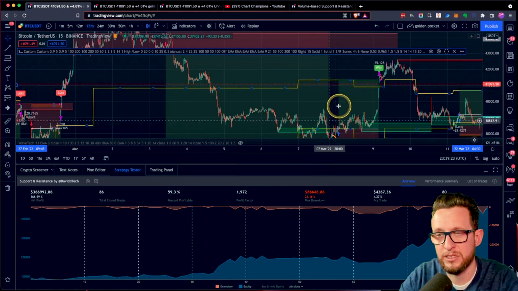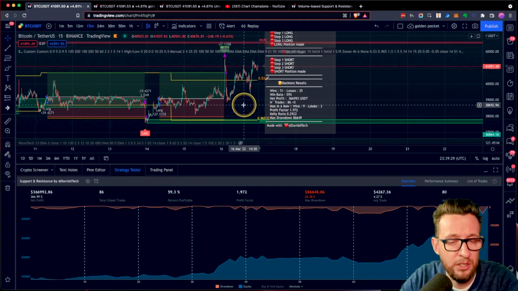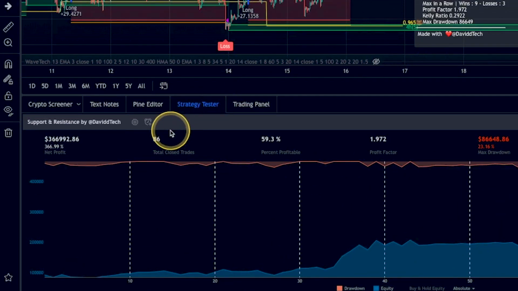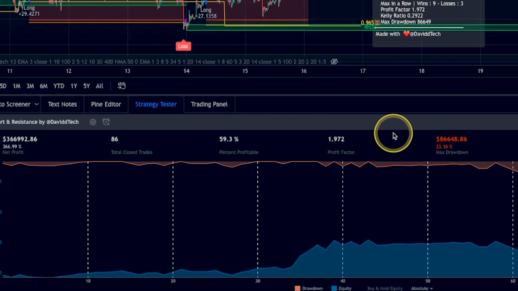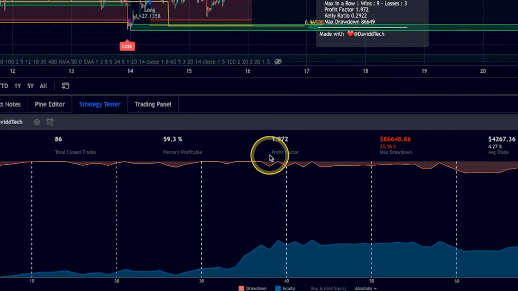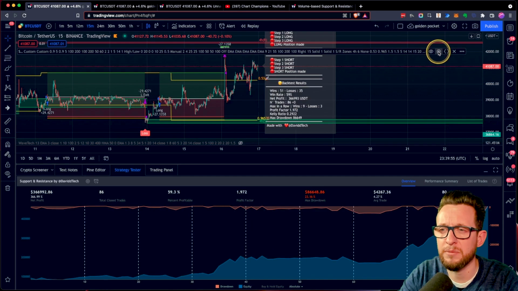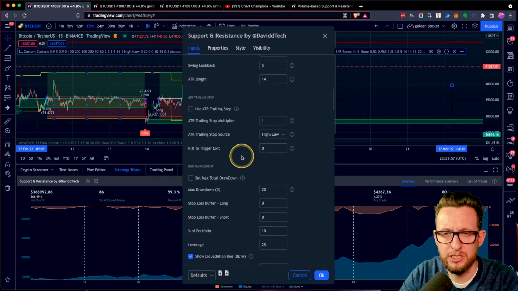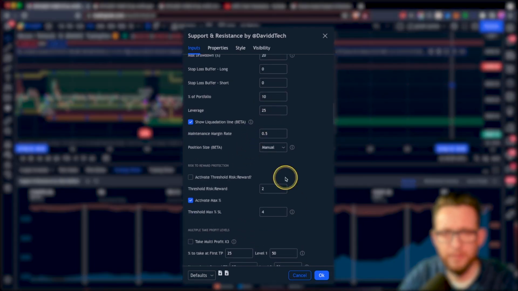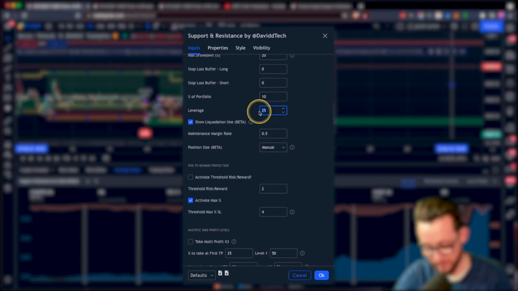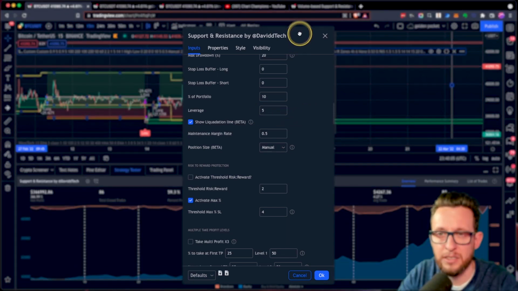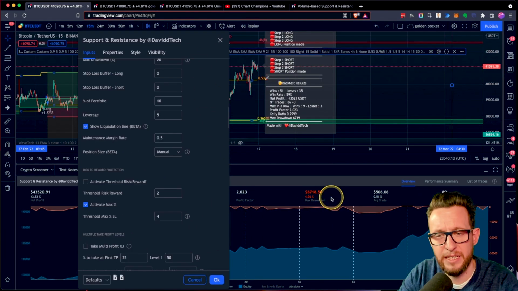So let's have a look at the results over here. Right, okay, so the results are in. We've done 86 trades on BTC USDT. We have a win rate of 59.3%. We have a profit factor of almost 2 here, 1.97. Max drawdown is 23%, which is absolutely huge. But when you look at the leverage that the optimizer has given us, we're on 25x leverage. So if you take that down to something like 5x leverage, obviously that's going to be a lot less. As you can see there, it's only 4% drawdown.